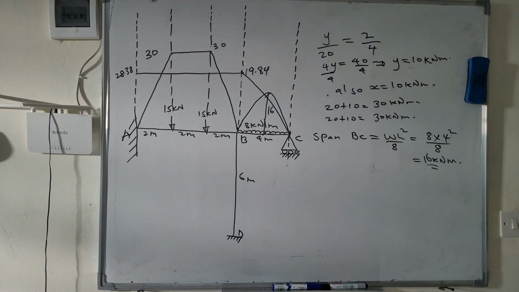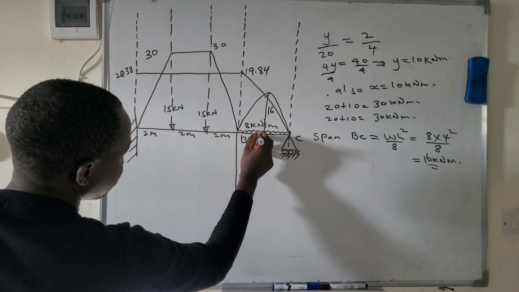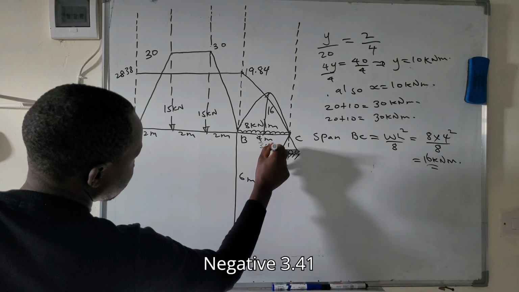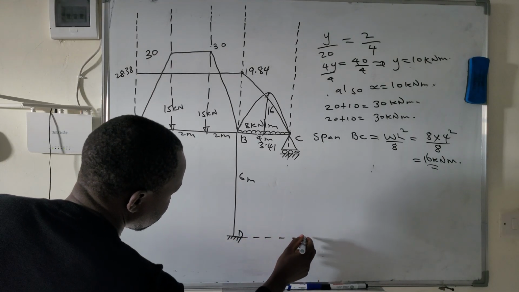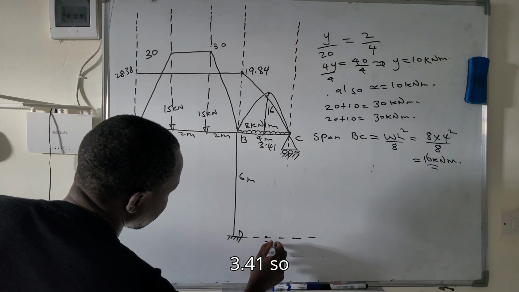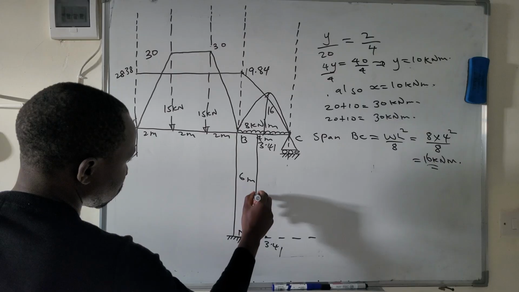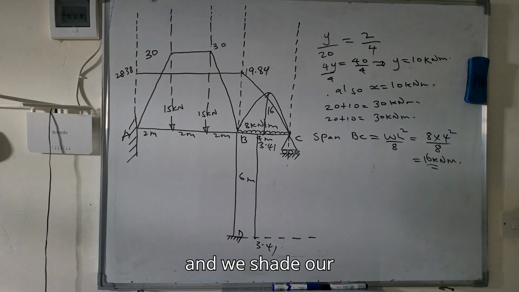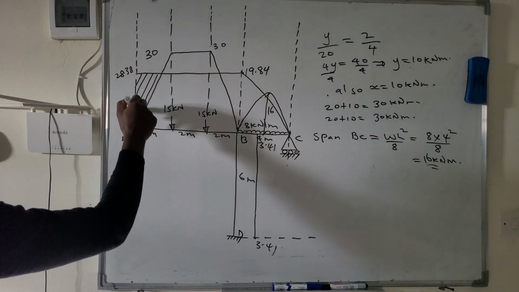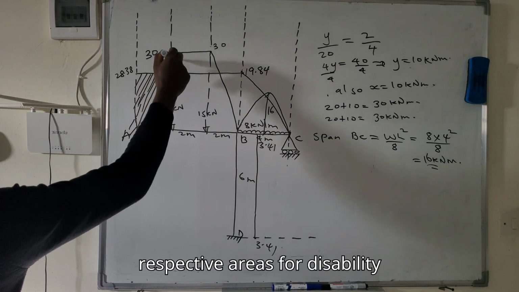Again, we had BD as negative 3.41, and DB as negative 3.41. So from here to here, 3.41, and we shade our respective areas for visibility.